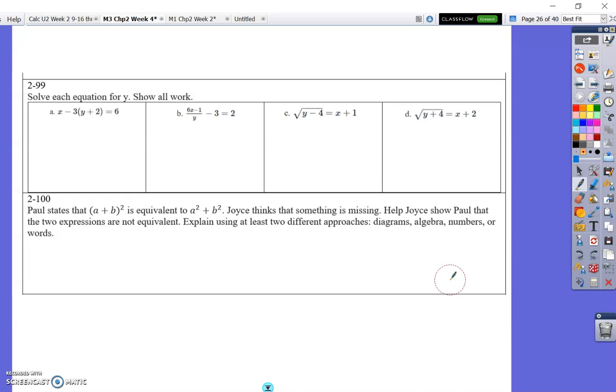So we solve each equation for y. I think I'll do D.